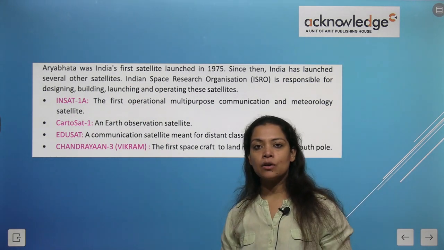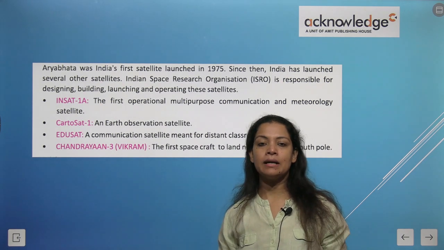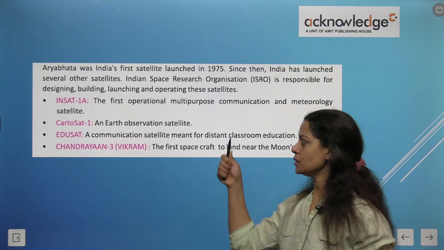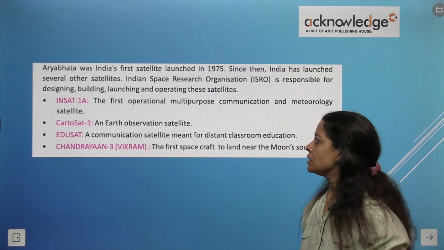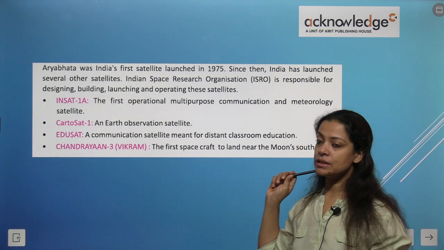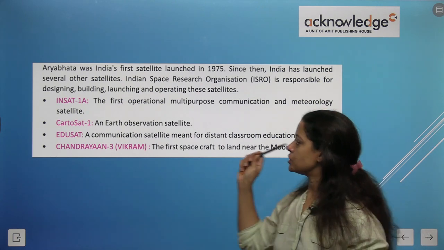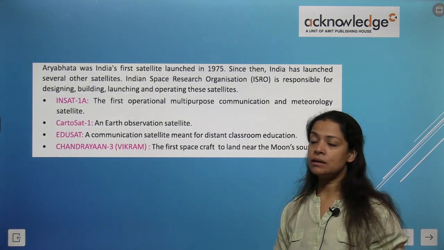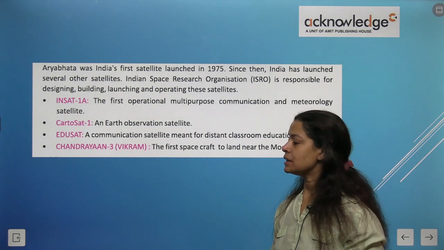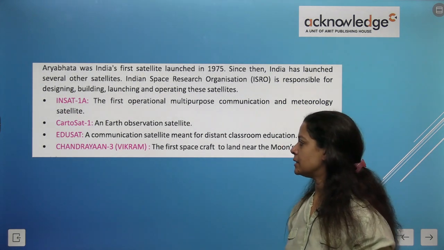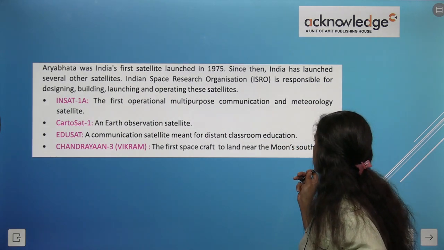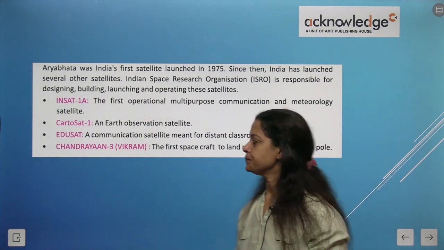So, which was the most important landing recently on the moon? That was Chandrayaan 3 by ISRO. So INSAT 1A, the first operational multipurpose communication and meteorology satellite, was launched. Cartosat 1, an Earth observation satellite. Then EduSat, a communication satellite. Chandrayaan 3 Vikram, the first spacecraft to land on the moon's south pole.